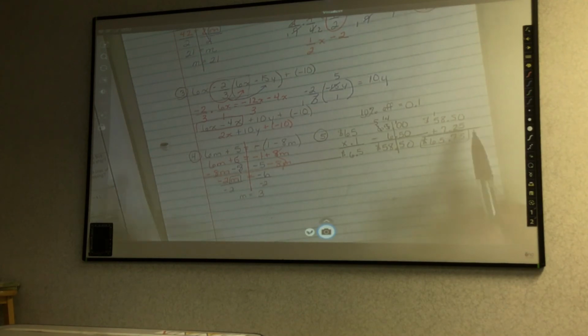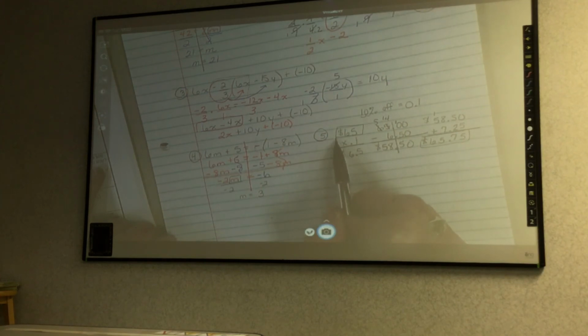But if I just have free shipping, it would only cost $65, and I don't even have to take off the 10% because I'm not adding $7.25. So free shipping is the way to go because it would only cost me $65.